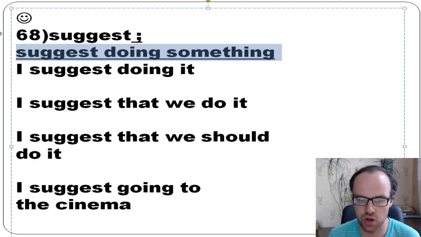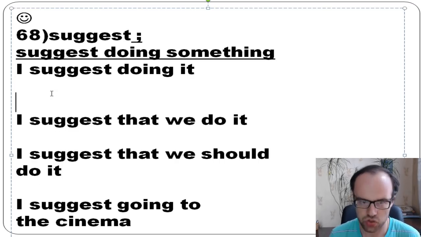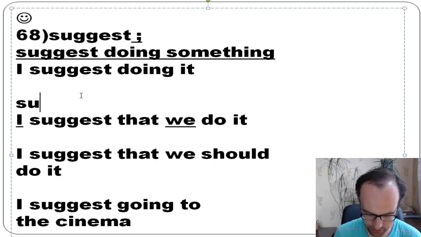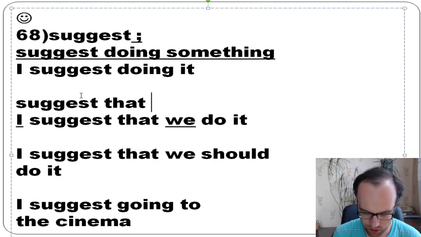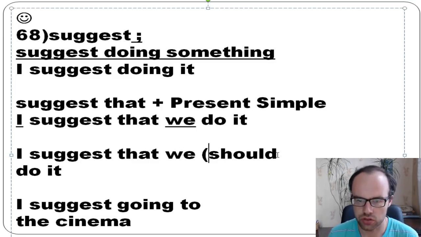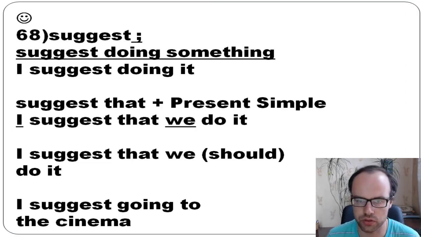So I suggest doing it. Or you can use another structure. If you need to use one more subject, so I is the first subject and we is the second subject, then you use suggest that plus present simple, okay? So I suggest that we do it, or we can also use should. I suggest that we should do it, okay? It's very important.